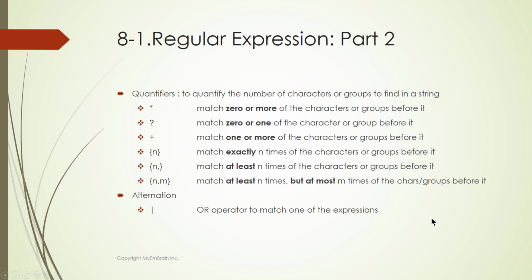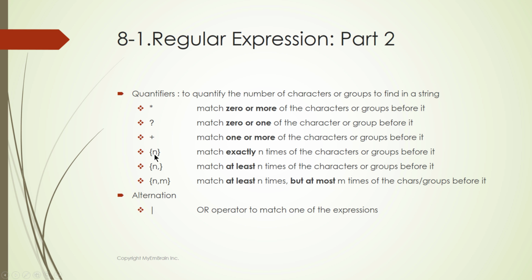Quantifier metacharacters in regular expressions are used to specify the number of characters or groups to find in a string. The asterisk, when it follows a character or a group, is used to indicate that you want to match 0 or more of the character or group before it. The question mark is used to indicate that you want to match 0 or 1 of the character or group before it. The plus sign is used to indicate that you want to match 1 or more of the character or group before it.